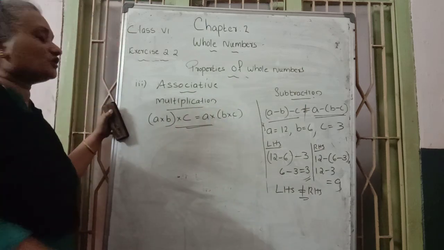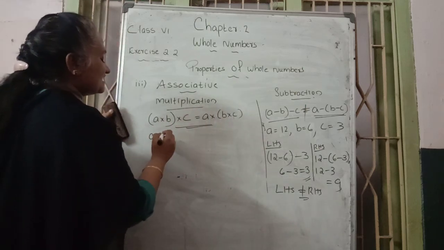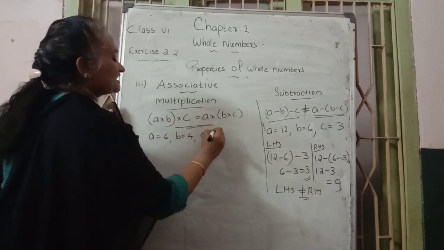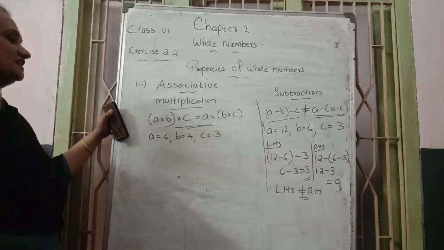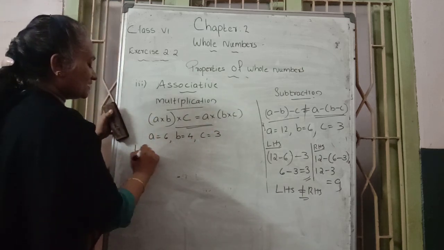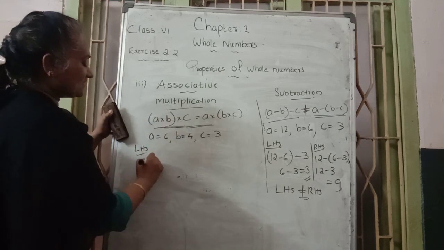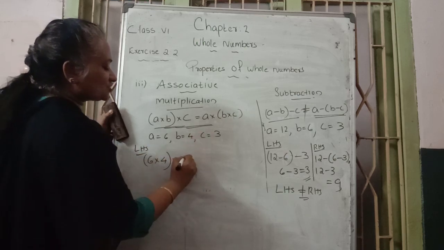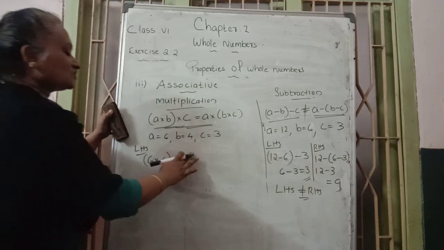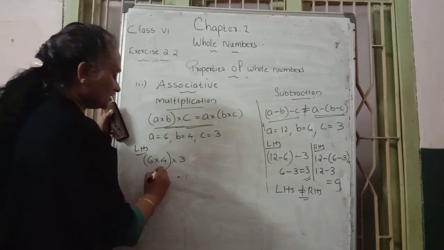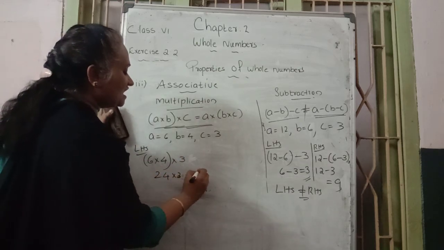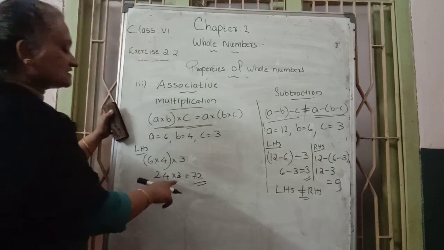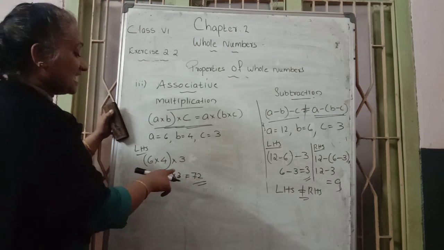Is it satisfying or not? Once we check it, here we consider the A value as 6, the B value as 4, and the C value as 3. This way we want to check. So for the LHS of the general form, we take the A value 6 into the B value 4, bracket, into the C value, which we consider as 3. So 6 fours are 24. 24 is multiplied with 3. How much will come there? 72 is coming there. So the answer is 72.